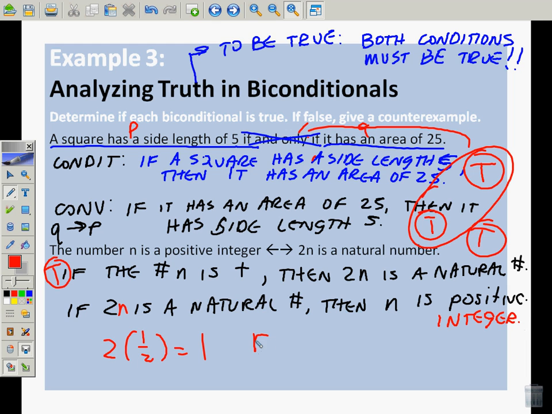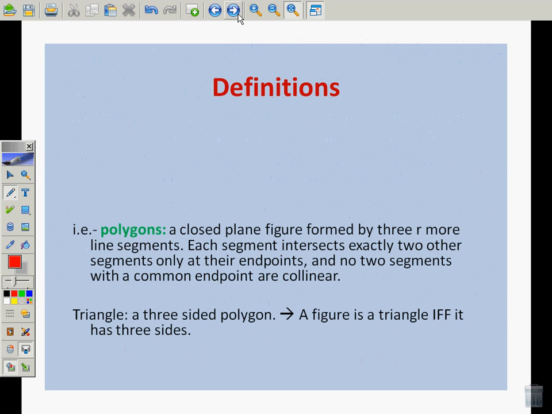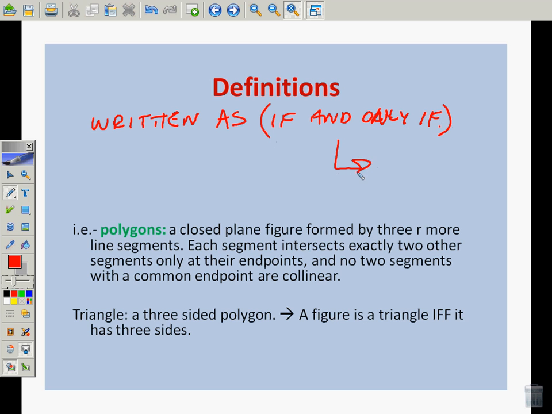Okay, so as far as definitions are concerned, definitions are written as if and only if. Okay, and for your reference, if and only if can be written capital I, capital F, capital F. Okay, so look at the definition of a polygon: a closed plane figure formed by 3 or more line segments. Each segment intersects exactly 2 other segments only at their endpoints, and no 2 segments with a common endpoint are collinear. So here we go.